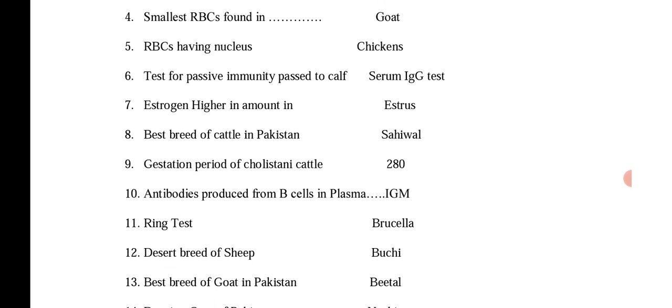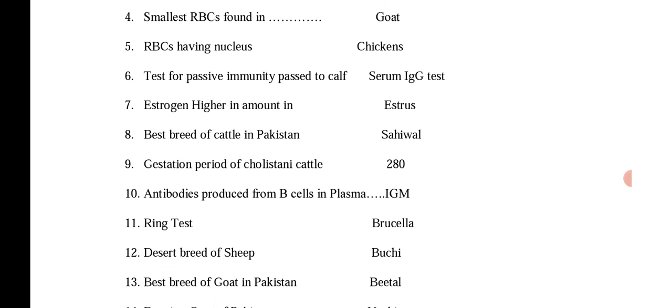Gestation period of Cholistani cattle is 228 days. It is also called Lola, as it has loose skin. Sahiwal is also called Lola due to its loose skin. And gestation period of cattle is 280 days.